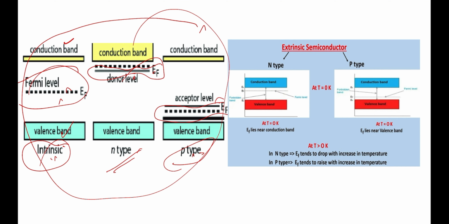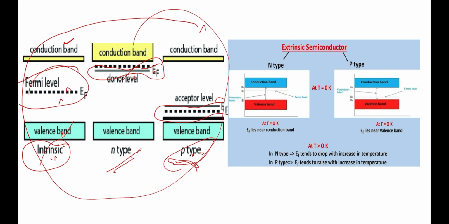In the case of an n-type semiconductor, the Fermi level will be below the conduction band, and in the case of p-type semiconductor, the Fermi level will be just above the valence band. Now, what will be the effect of temperature?